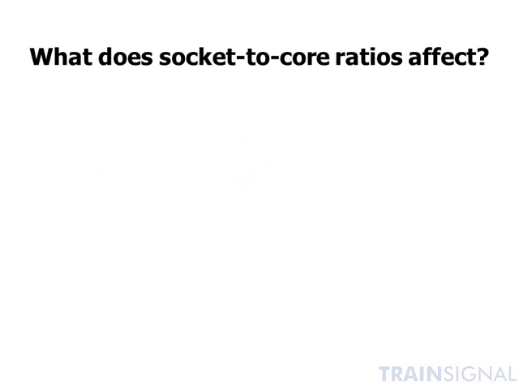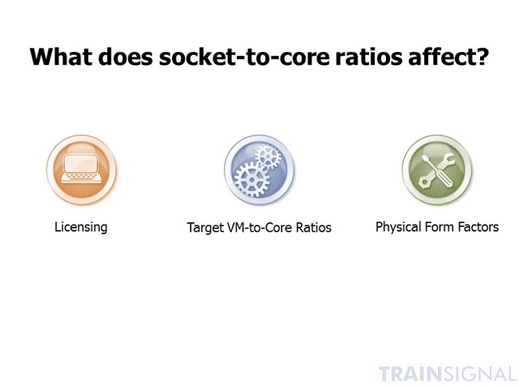What about socket to core ratios? Why does it matter if we specify 2 sockets and 4 cores per CPU or 2 sockets with 8 cores per CPU? Well, there's licensing. It's currently licensed based on the number of sockets. Also, the socket to core ratios will affect your target VM to core ratios: how many VMs are you hosting on a particular CPU core, and how will target VM to core ratios that are too high affect the ability of the design to satisfy the performance requirements, meet SLAs or SLOs, for example.